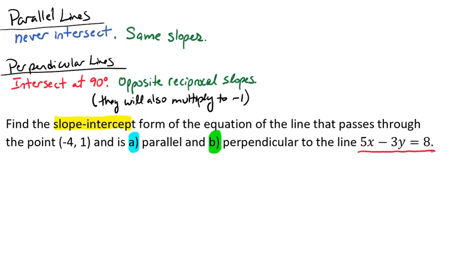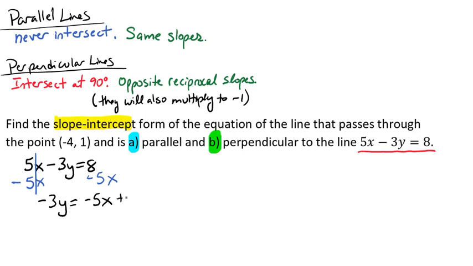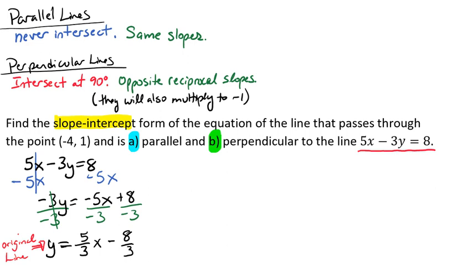So we're going to go ahead and get the y by itself. So we will go ahead and write down our equation, 5x minus 3y equals 8. We will subtract 5x from both sides so that that goes away. So we have -3y equals -5x plus 8. Then we will divide everything by -3. So here we have y equals a positive 5/3 x minus 8/3. So this right here is our original line.